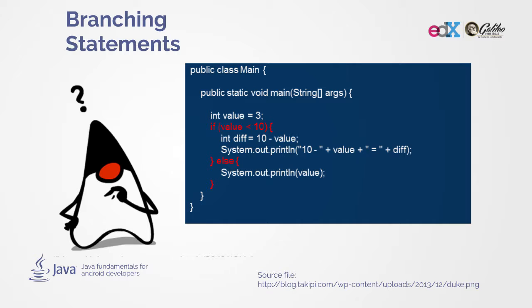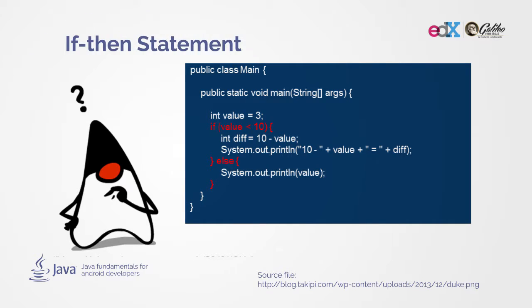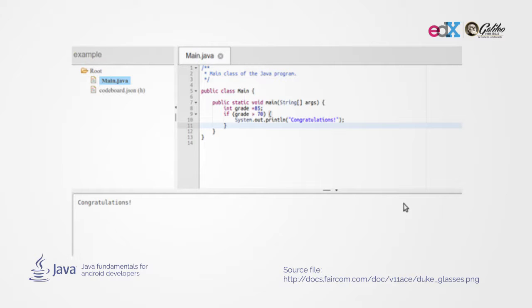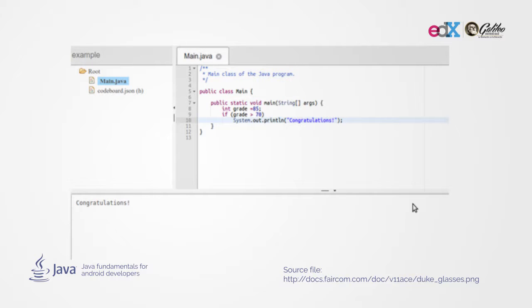There are different ways to control the flow of your program. First, we will learn about the if-then statement. The if-then statement is a simple way to control the flow of your program. It evaluates if a statement is true or false. If the statement is true, that means that the Boolean value of the statement is true, so it will execute the next line. You usually use braces to enclose the statements that will be executed if the statement is true.